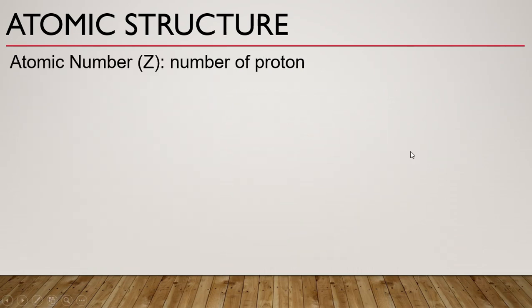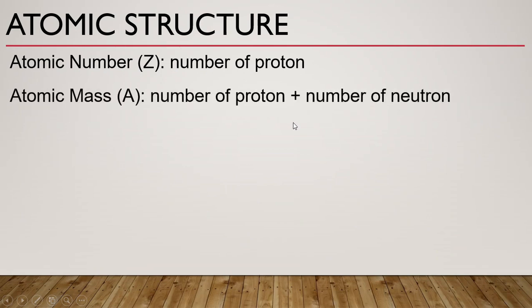Next is the atomic number. Each element is characterized by the number of protons. Yan ang atomic number. For a complete atom or electrically neutral na atom, number of proton is equal to number of electron. The atomic mass of a specific atom may be expressed as the sum of proton and neutron within the nucleus.